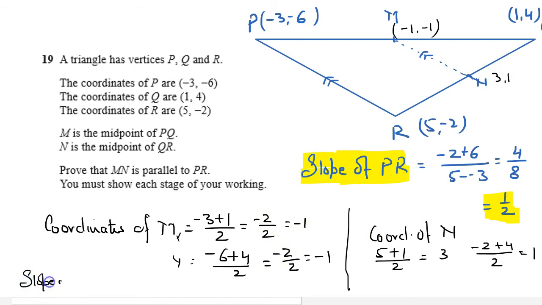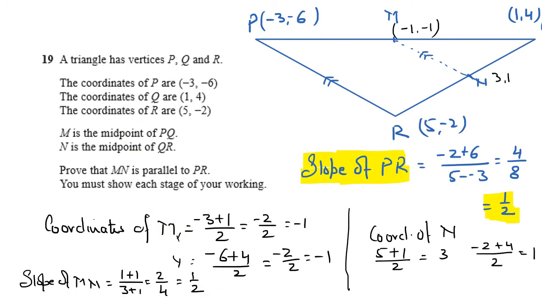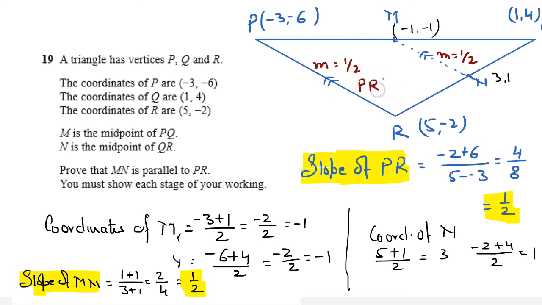So the slope of MN is equal to y2 minus y1 over x2 minus x1, so it is equal to 2 over 4, that is 1 over 2. So the slope of MN is half and the slope of PR is half, so it means PR is parallel to MN.